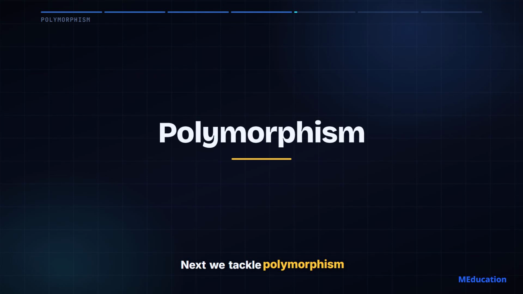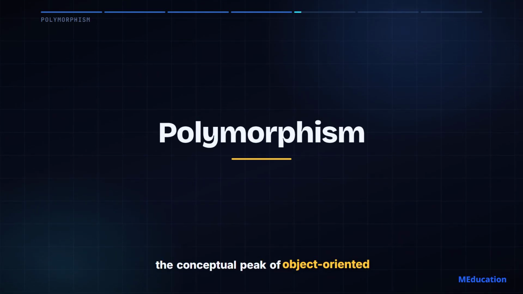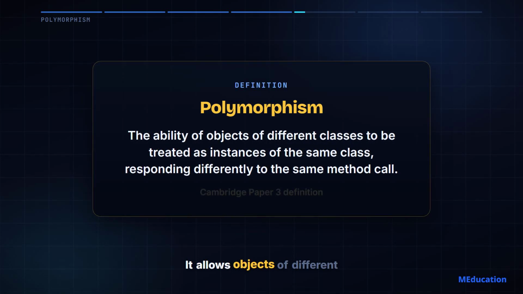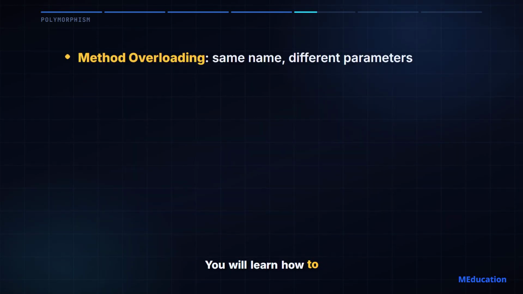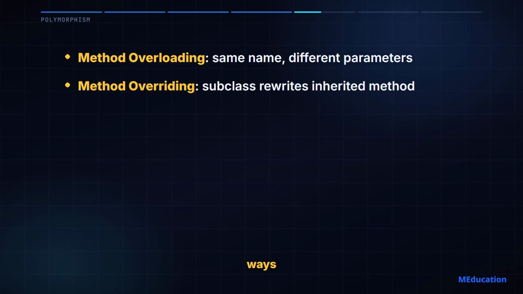Next, we tackle polymorphism, the conceptual peak of object-oriented programming. It allows objects of different types to respond differently to the exact same method call. You will learn how to implement this in two distinct ways.